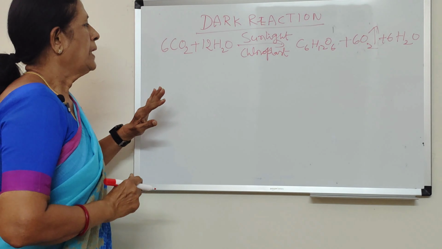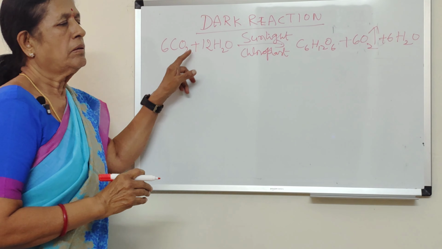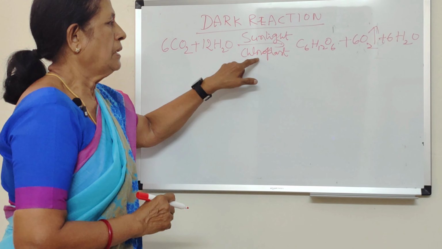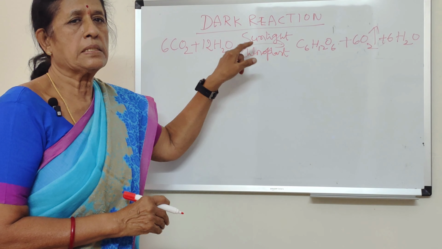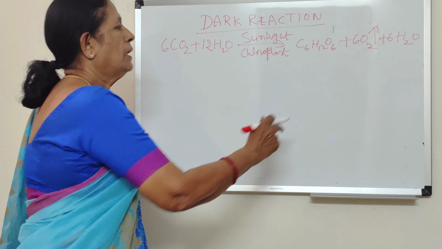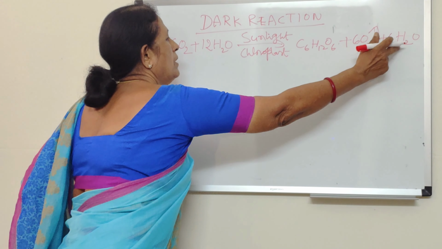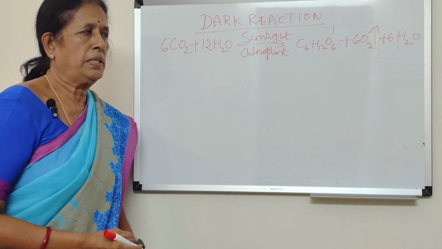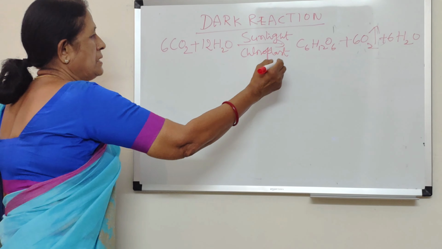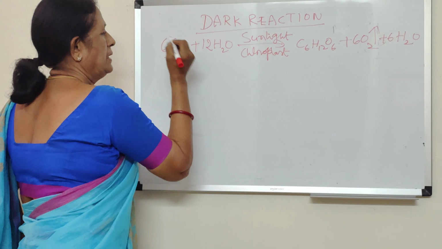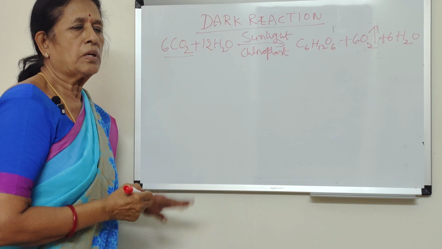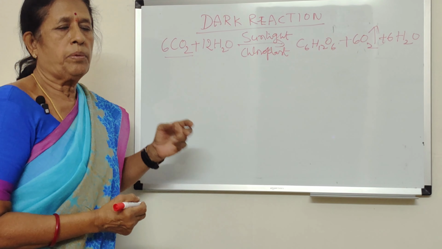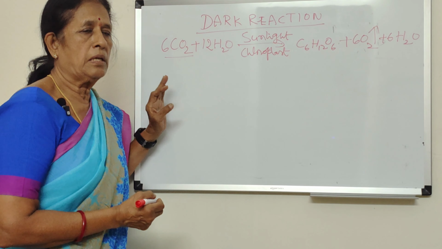So we have seen in light reaction water is utilized in the process of photolysis. Sunlight is utilized and in the chloroplast chlorophyll utilizes the light energy and oxygen is released, and water always escapes through stomata in the process of transpiration. And glucose is not formed yet and carbon dioxide is not used. So carbon dioxide is used in the second step of photosynthesis, that is dark reaction.